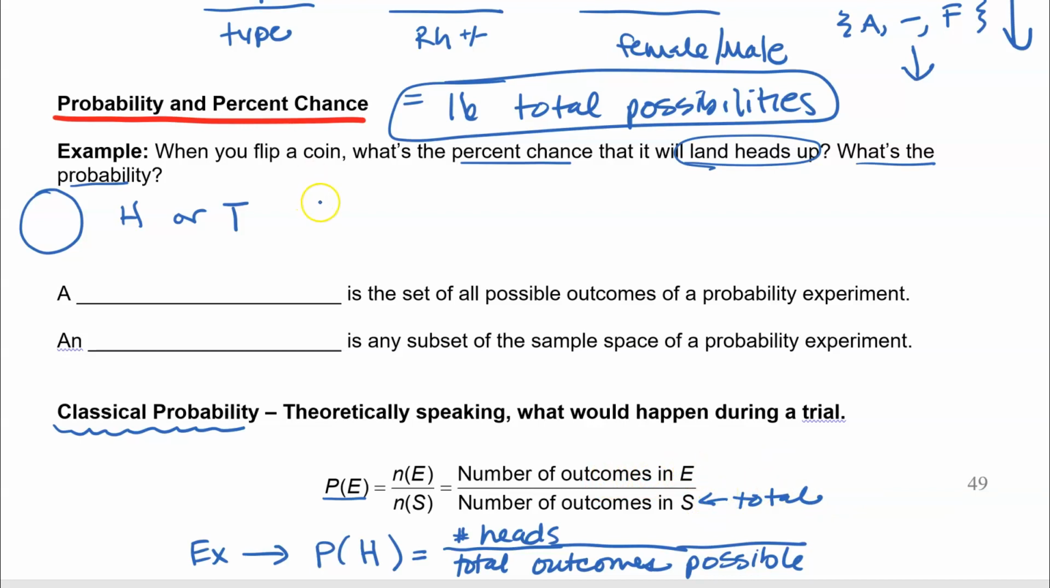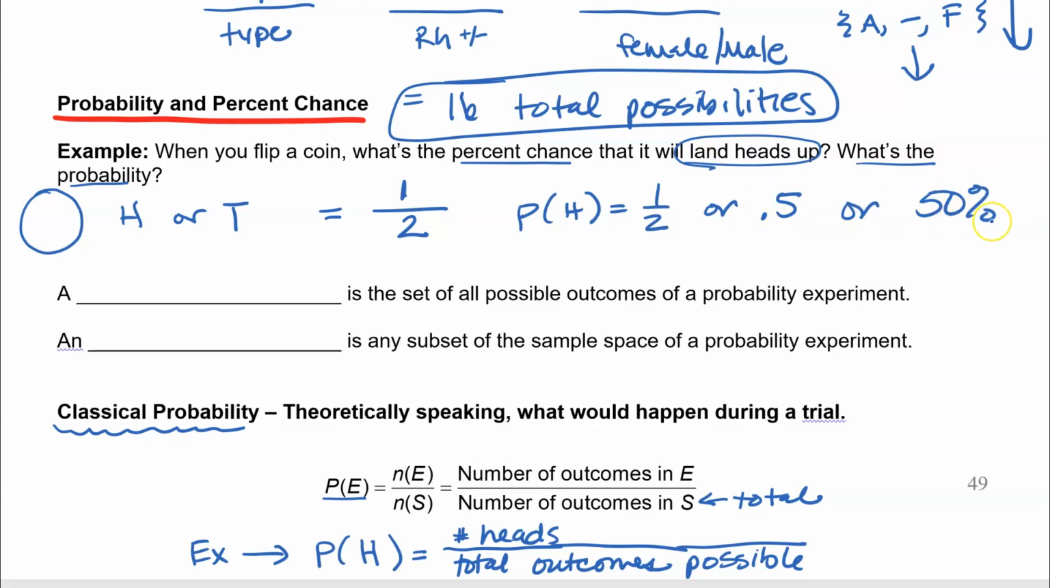We want the total outcomes on the bottom, okay, and then the number of times the event occurs on the top. So if we want the percentage that land heads, well, there are two options, heads or tails, and one of them is heads. So we say the probability of getting a heads is 1/2. We can also say 0.5. We can also say 50%. So 3 different types of numbers, they all represent the same thing. It's just a different way to write it.